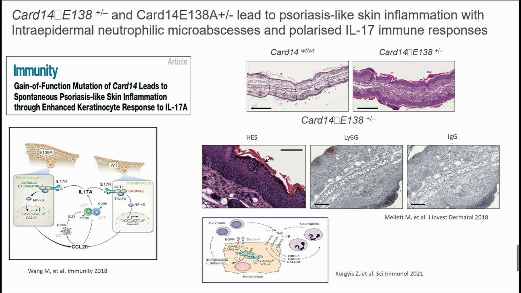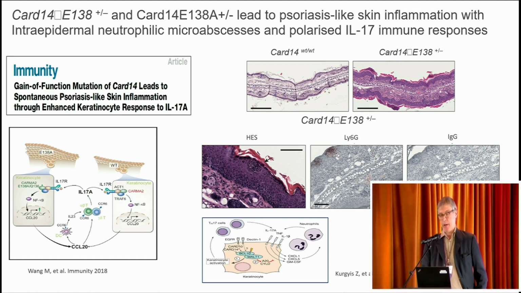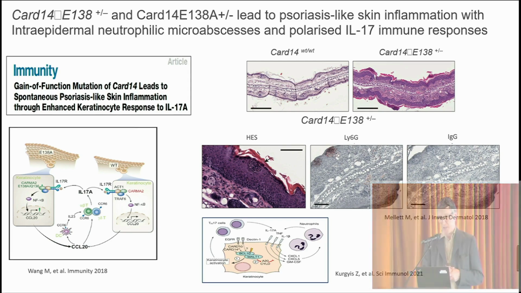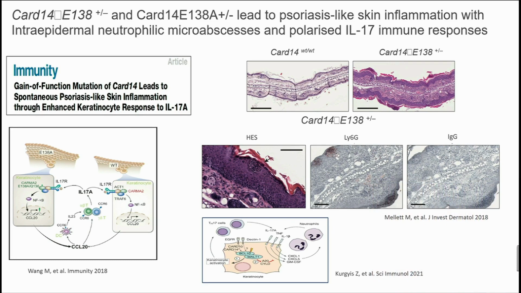So one important milestone in this context was the capacity of some groups to reproduce in mouse the mutations identified in humans, using residues conserved in human and mouse. So, mice carrying the heterozygous CARD14 mutation, especially at residue 138, the deletion or the substitution of the glutamic acid in position 138.